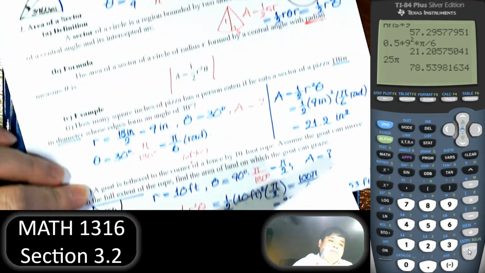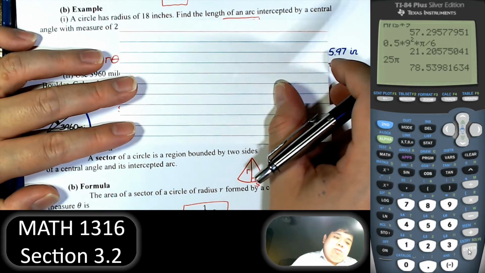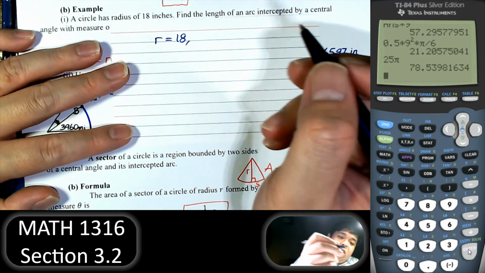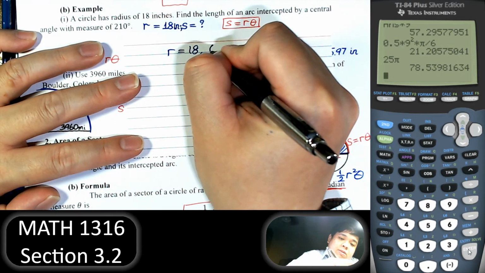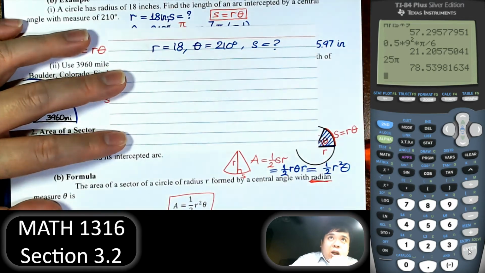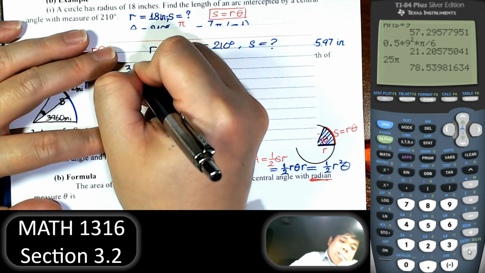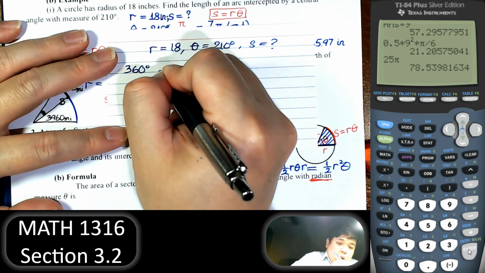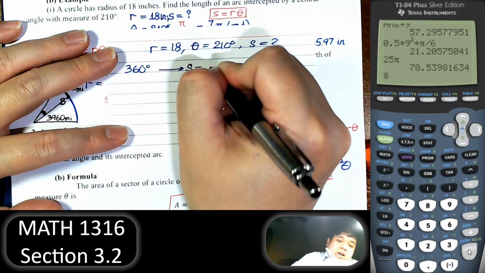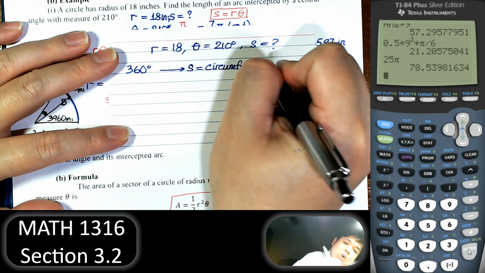Right, try another one. Arc length. Let's say this one, for example. The radius is 18, and an arc, the angle is 210 degrees. The arc length is what? We can forget about the formula. We just said if we have 360 degrees, that means the whole circle. The whole circle, though, the arc length is equal to the circumference, which is 2 pi r.